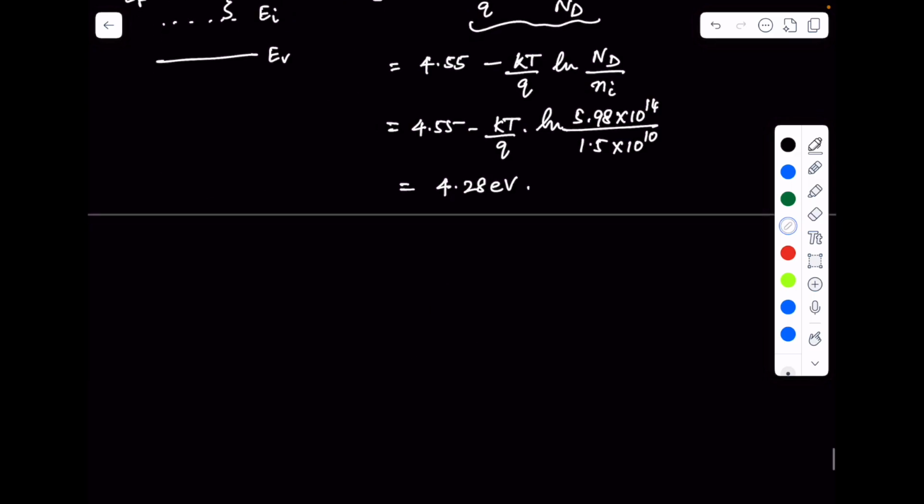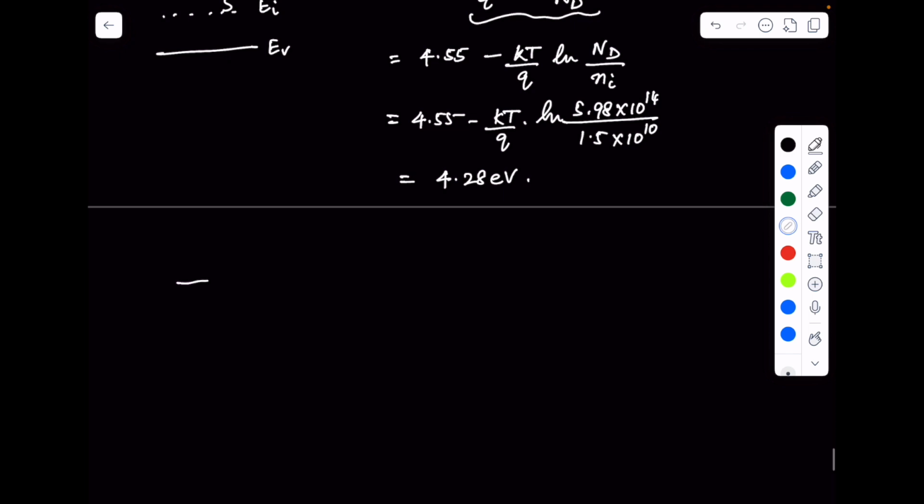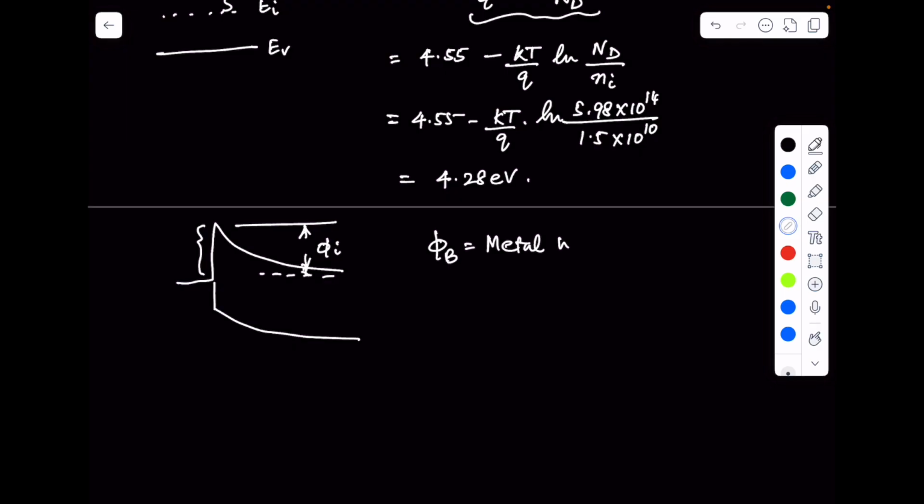Remember, it's a Schottky diode, right? So a Schottky diode means it's going to have something of this format, which means that this barrier height is what we are talking about as phi b. So if I want to find the metal work function, it is going to be equal to 4.28 plus 0.5, or 4.78 electron volts.